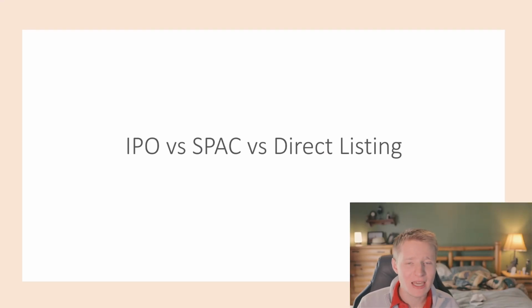Today, I want to explain to you guys the difference between an IPO, a SPAC, and a direct listing. So there's three ways that a company can go public. It's with an IPO, which stands for Initial Public Offering, a SPAC, which is Special Purpose Acquisition Company, or a direct listing. They're all three kind of similar, but at the same time, kind of different.